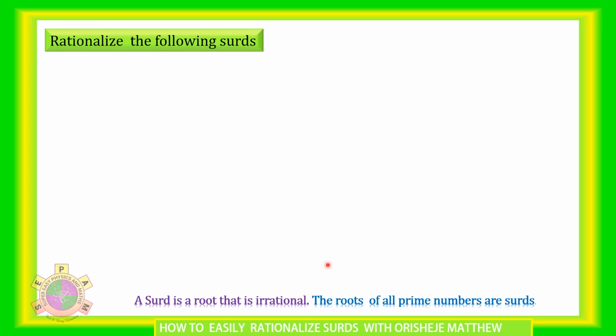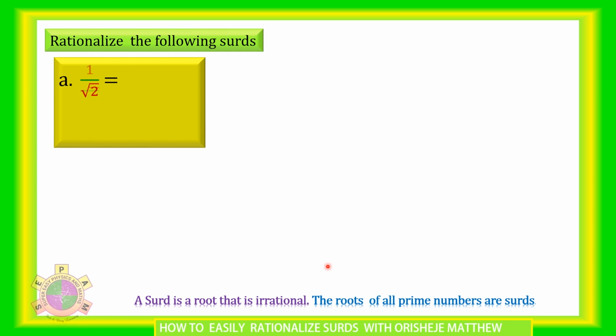So let's look at: rationalize the following SURDs. 1 over square root 2. Now for you to convert the denominator to a rational number, multiply it with the SURD equivalent to root 2. So multiply both the numerator and denominator by the same number. So what we need to do is 1 over root 2 multiplied by root 2 over root 2.